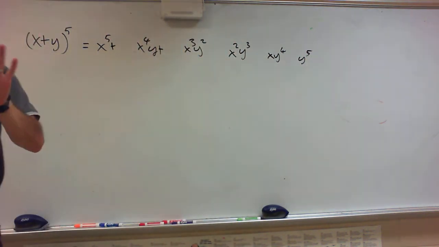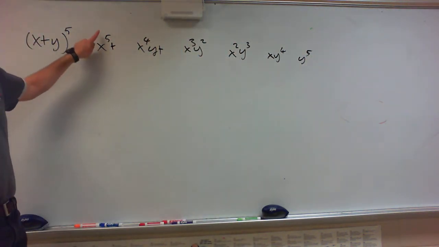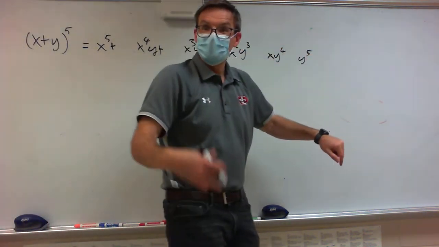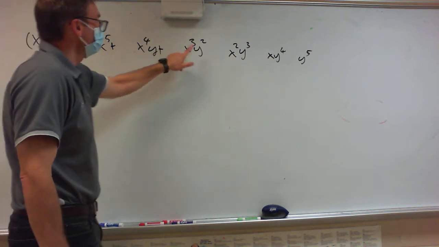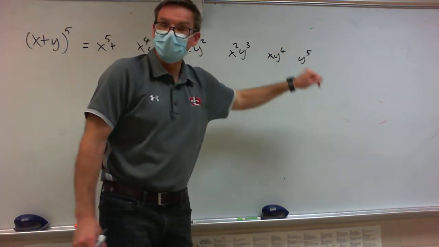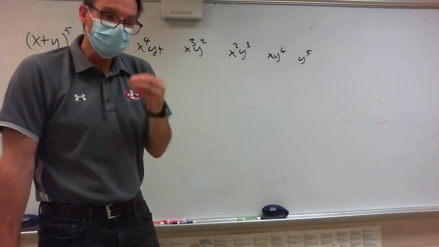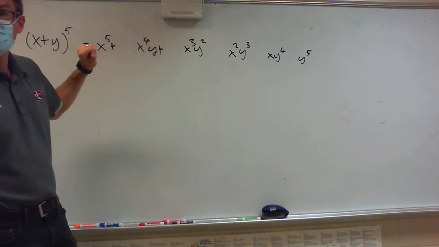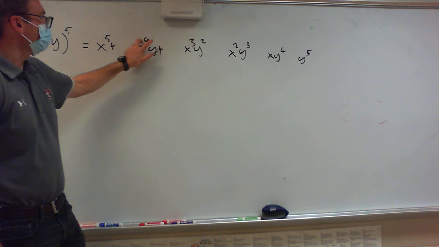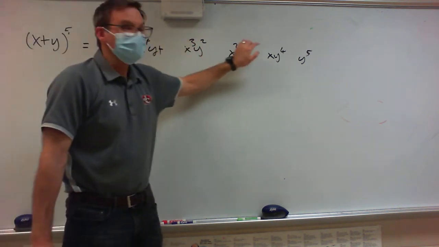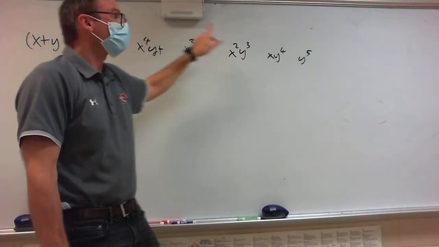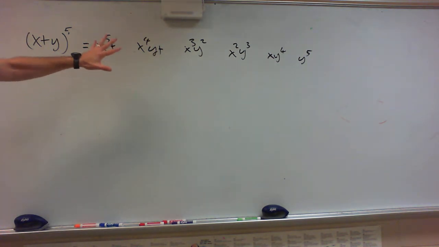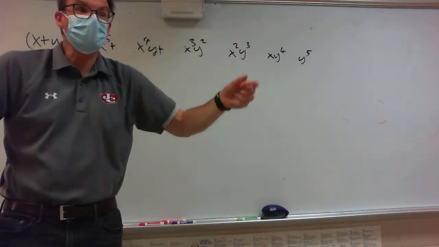Now, just to make sure everybody understands the pattern, do you see the x's are going down? 5, 4, 3, 2, 1, and none? Does everybody see that the y's are going up? 0, 1, 2, 3, 4, 5? And the check at the end is to make sure that when you add the exponents, you get this: 5 and 0 is 5, 4 and 1 is 5, 3 and 2 is 5, 2 and 3 is 5. Everybody see how if you add the exponents, you get the power? So far this isn't bad, is it? As far as expanding to the fifth.